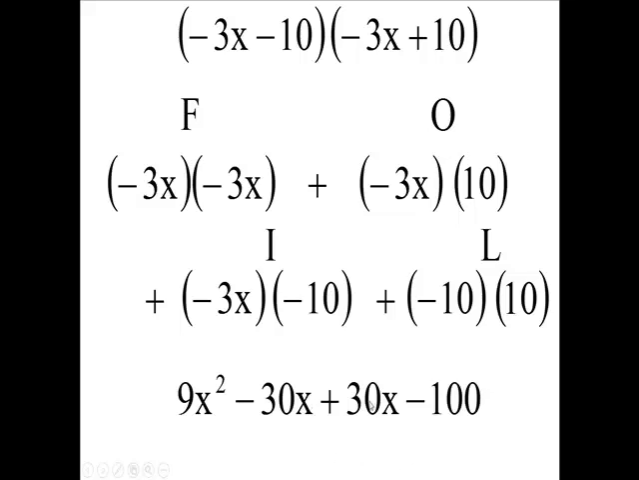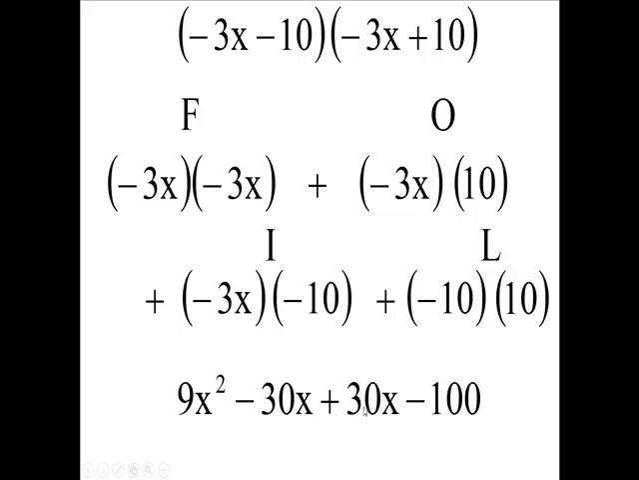Now look at these two, the 30x and the negative 30x, what happens to them? They cancel, don't they? So that leaves me, this came from the outsides, this came from the insides. My outsides and insides, they cancel, don't they? So that leaves me my first terms, which gives me this, and my last terms. Because the outsides and insides, 30 minus 30 is 0.